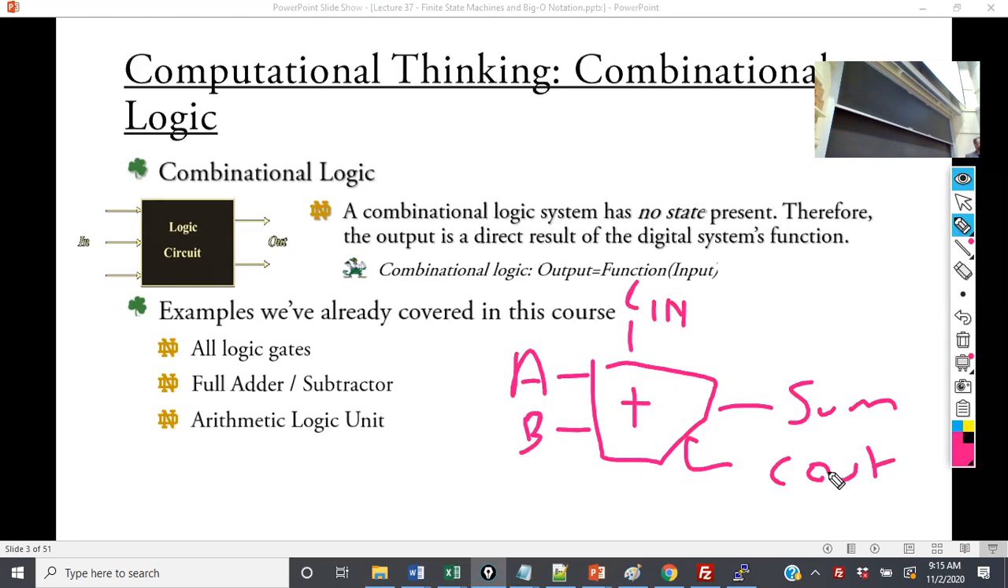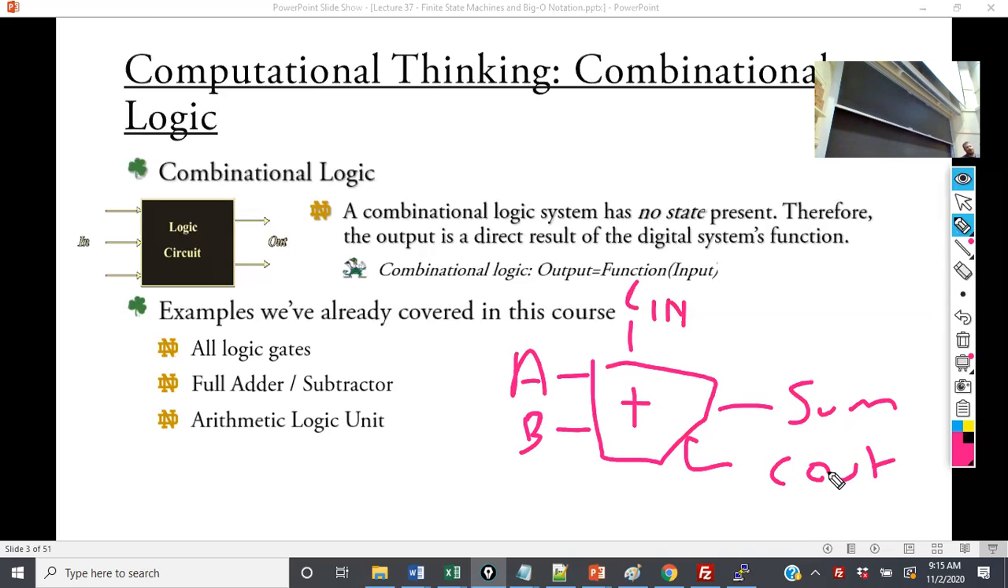Once that calculation is performed, the sum and C out are going to contribute to something else, and we no longer need to keep track of what A and B were. So that's what we say when there's no state present. That means once it's done, it's done.